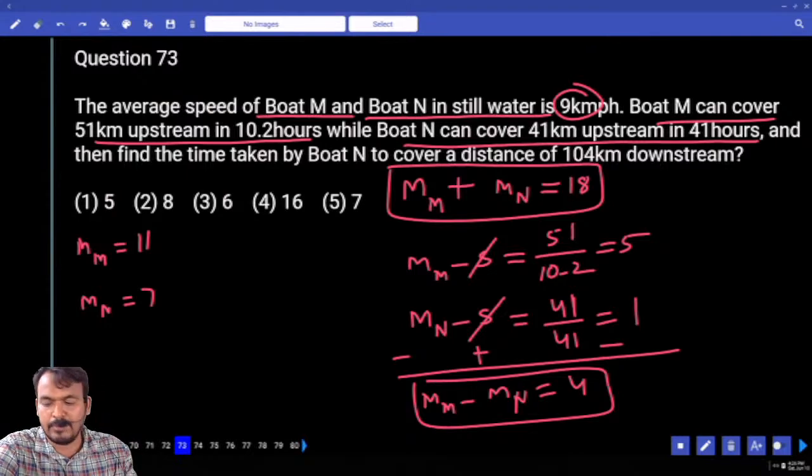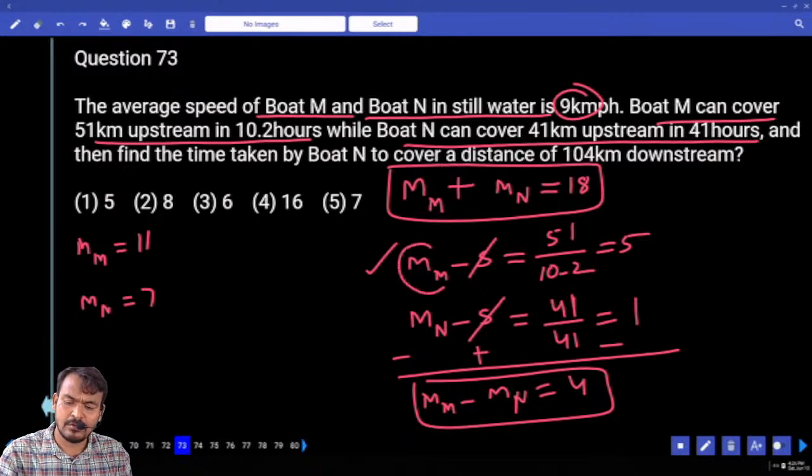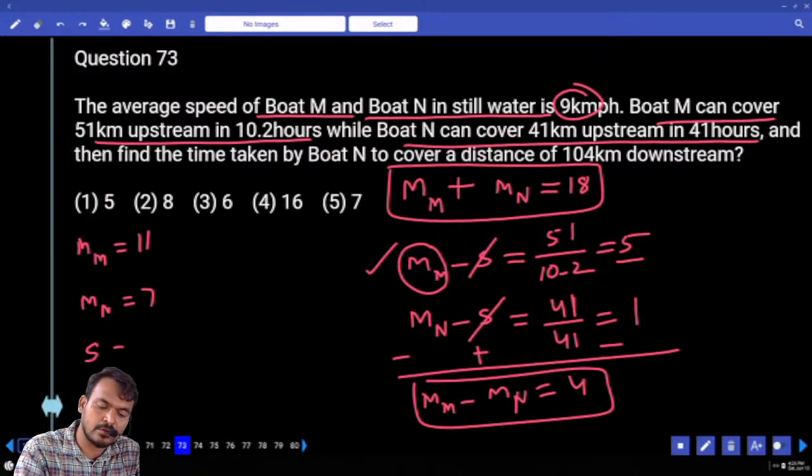Again substitute the M value, either in the first one or the second one. What is the M value? 11. Minus 5 means 6. Means S value is how much? 6. Or not? What is the question here?